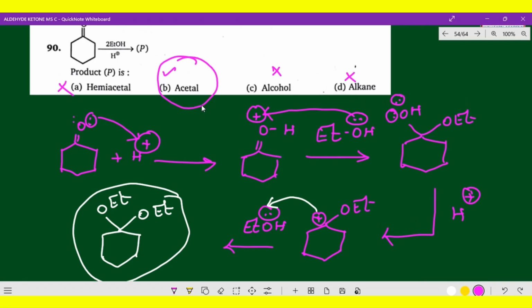That's what I mentioned very clearly at the start. The keto group combined with alcohol, two molecules of alcohol they mentioned. So naturally you'll be getting acetal, right?